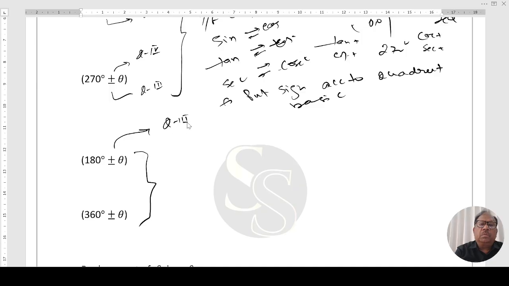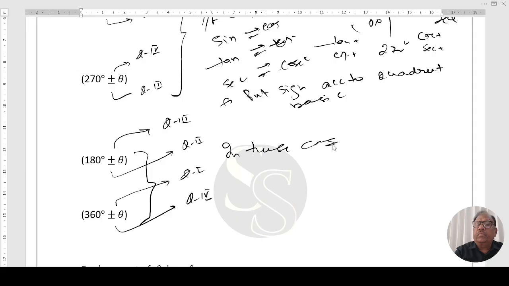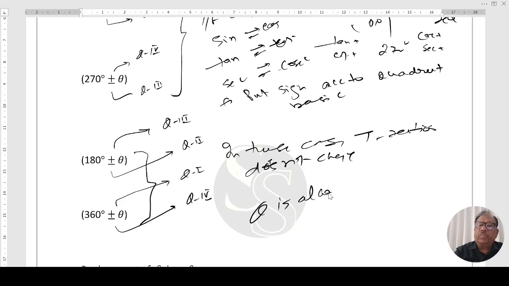Now here, in 180 plus minus theta and 360 plus minus theta: 180 plus theta is quadrant third, 180 minus theta is quadrant second, 360 plus theta is quadrant 1, 360 minus theta is quadrant 4. In this case, trigonometric ratios do not change, and theta in all this is always considered to be acute one.